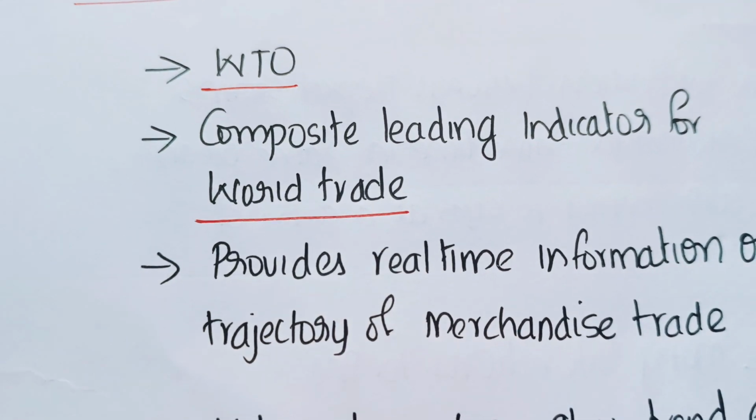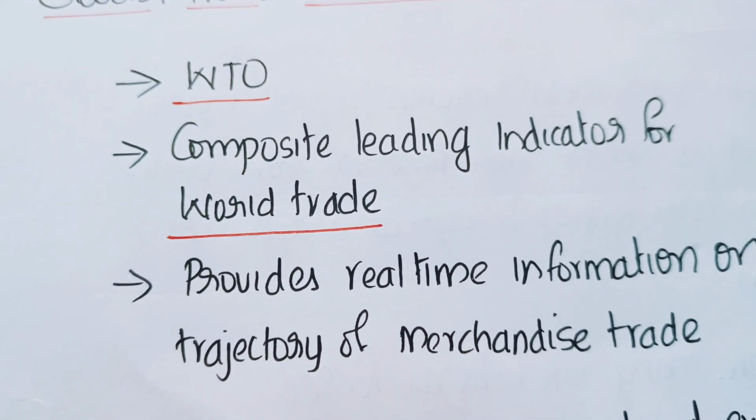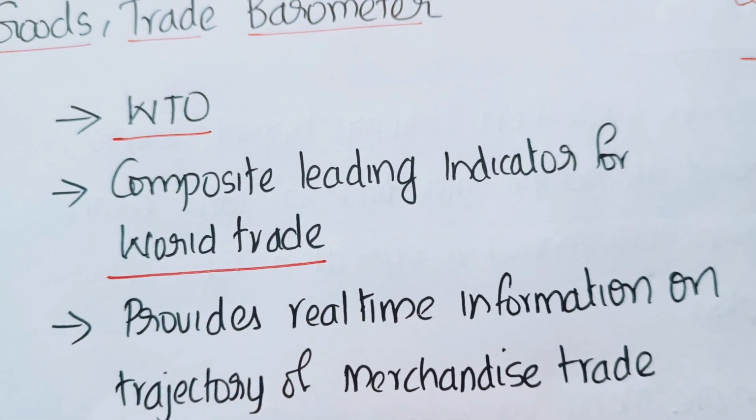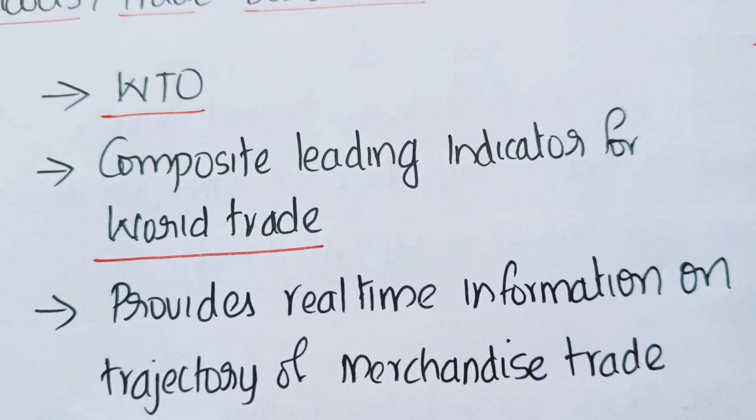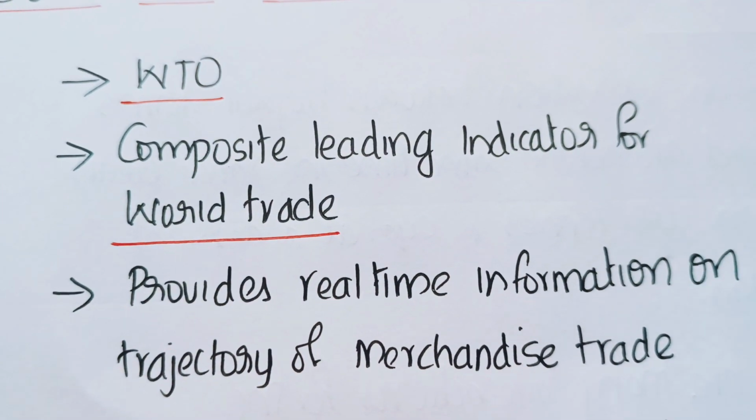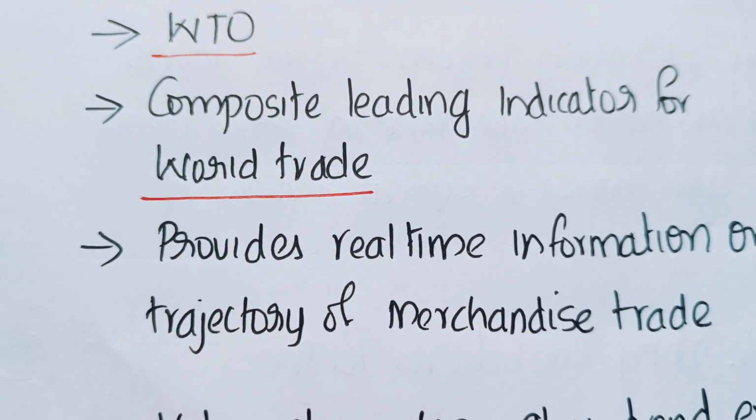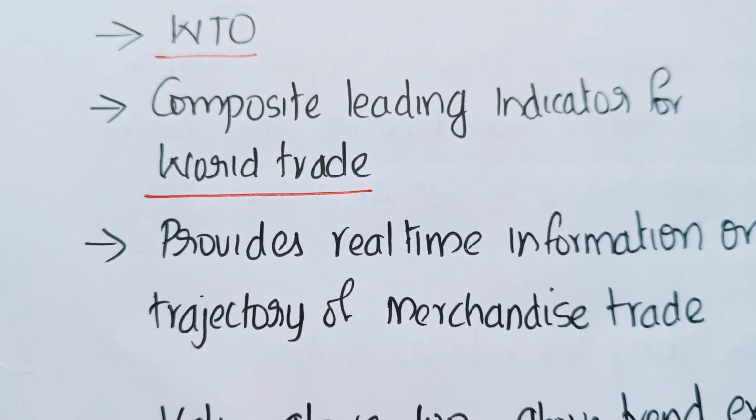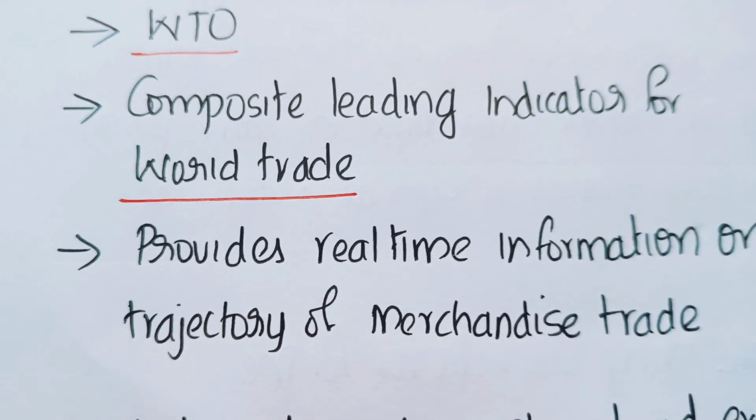It's actually a term related to the WTO, that is, the World Trade Organization. It is a composite leading indicator for world trade. So it is an indication of world trade. So what is the main objective of the indicator? It is actually indicating the trend of the world trade, whether it is going upside or downside.